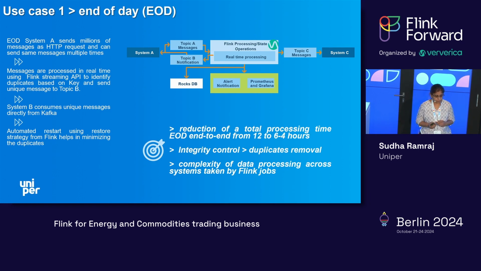We use state also, because in case your Flink job reaches the high mark of memory, it goes for an auto restart, and with a restore strategy, automatically it starts from where it left off, and our process was always exactly once. So we had to send the message only once across systems. So this is one of the use cases we have.